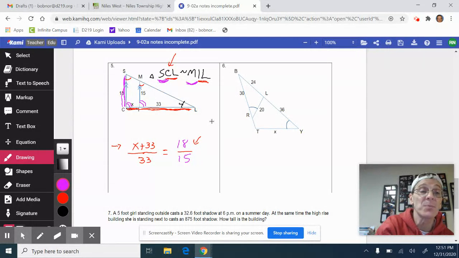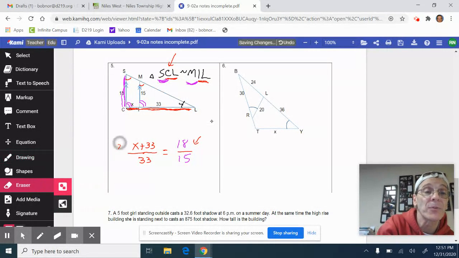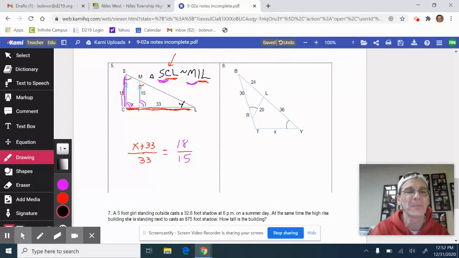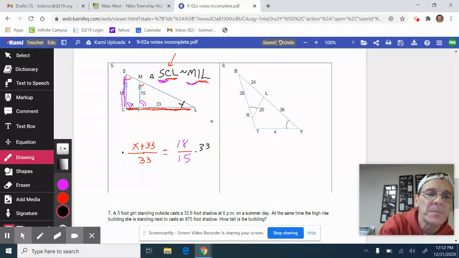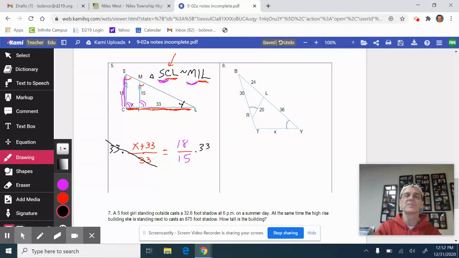Right, now, how would I solve this problem algebraically? Well, I would multiply both sides by 33. That's what I would do. I wouldn't cross multiply. You can, but it's just going to create extra work for yourself. And I know students love to cross multiply because they're familiar with it. They find it easy to do, but I wouldn't do that. I would multiply both sides by 33. That will cancel out that 33.